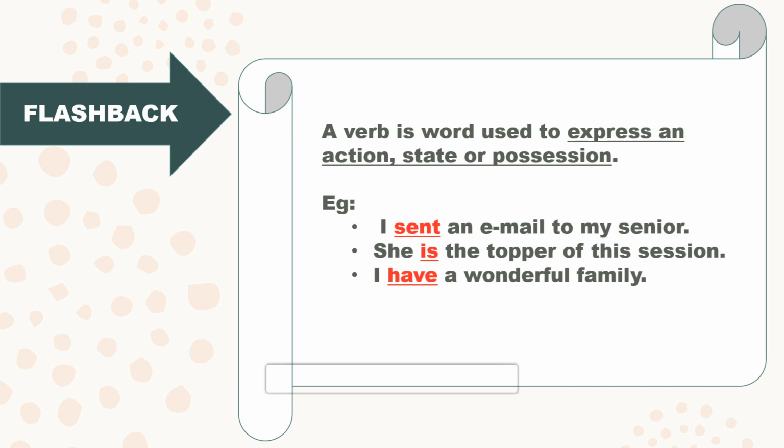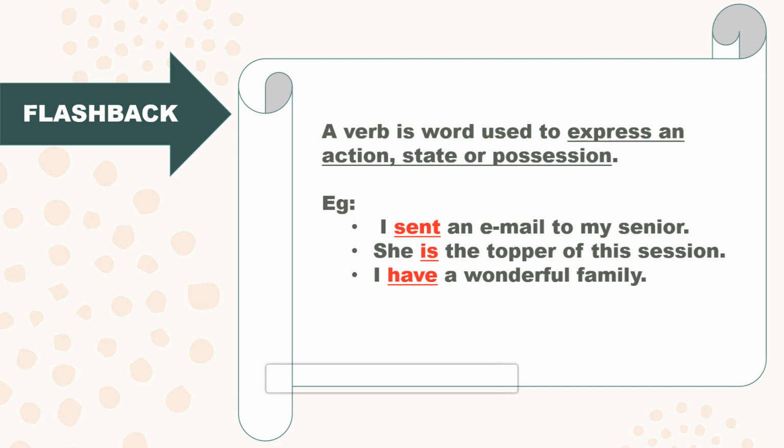You remember, students, state is shown by many words. For example, is, am, are, was, were. So these are the words which often describe the state, in the form of a verb.